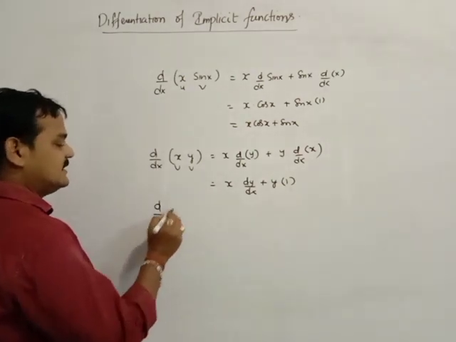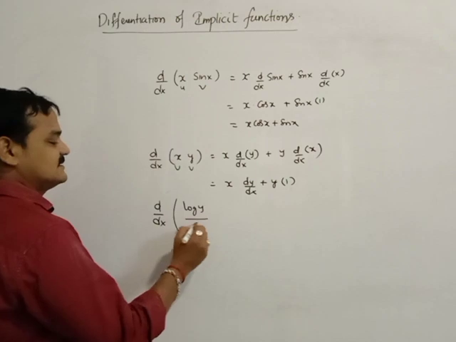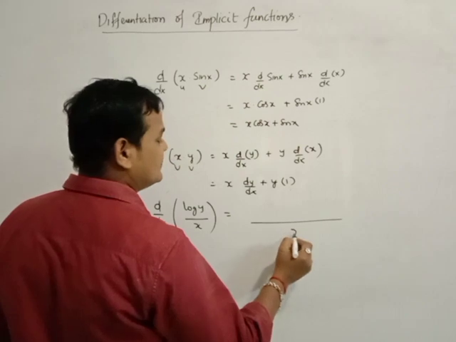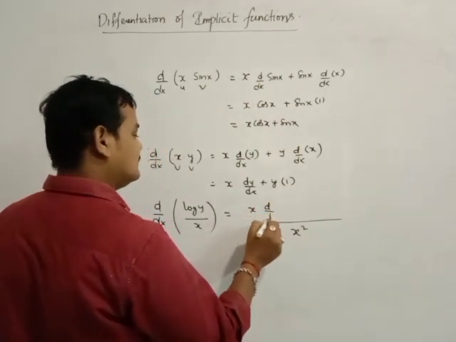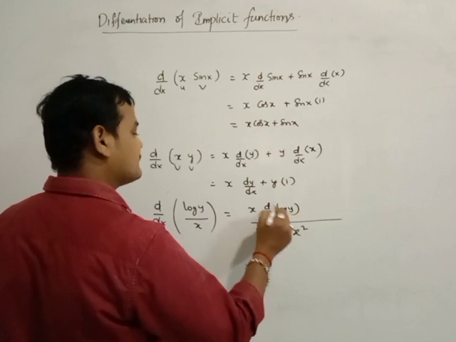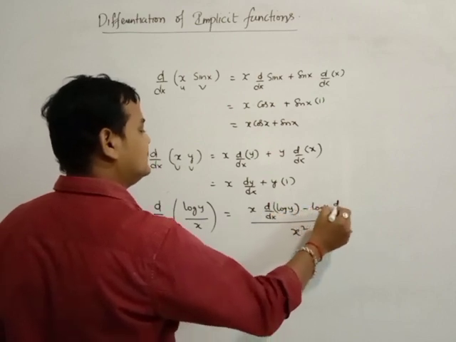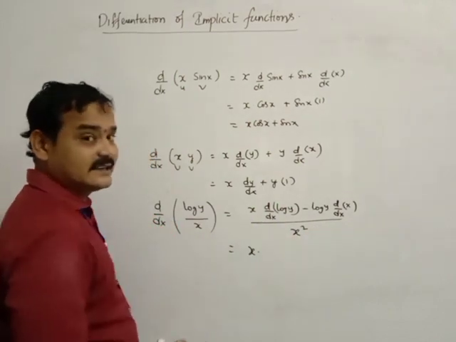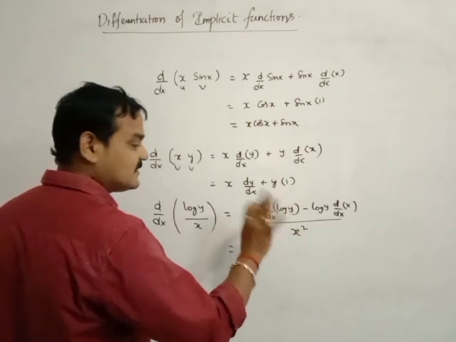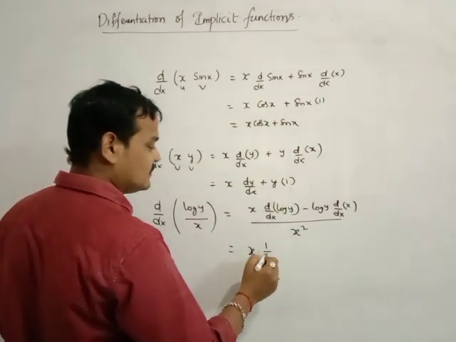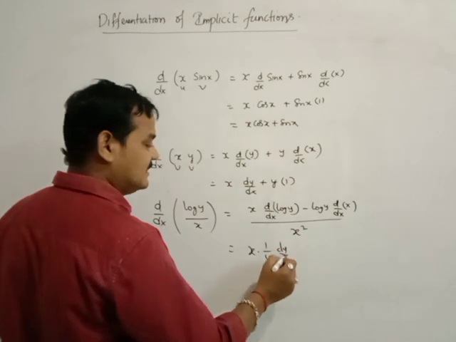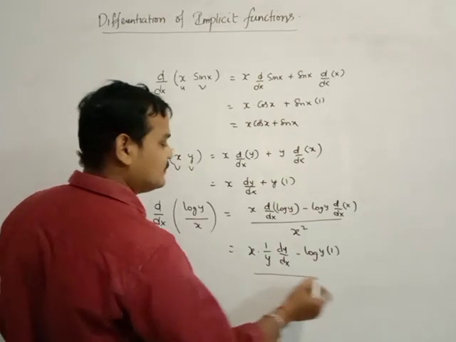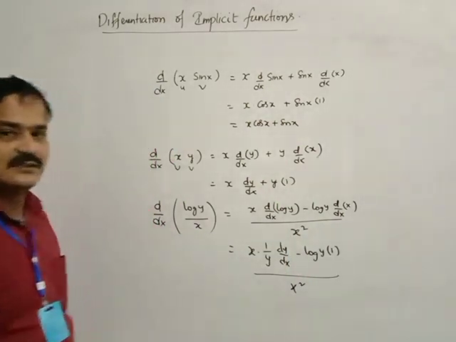Similarly, if you write d by dx of log y by x, here also you need to treat it as u by v, which can be written like this: x into d by dx of log y minus log y into d by dx of x, all over x square. So finally we get x into the derivative of log y, to which the chain rule can be applied. What is that? The first function is log and the second function is y. So 1 by y into the derivative of y, dy by dx, minus log y into the derivative of x, which is 1, by x square. Is that clear?